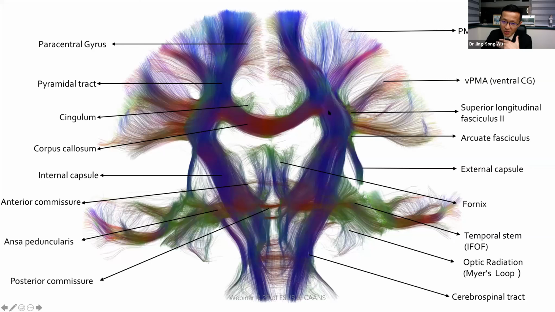This is the first compartment, and the second compartment is very critical for the hand movement, and the third compartment is for the mouth, the tongue, the jaw movement, and also for language production on the dominant side. We can also identify different green fibers indicating the language pathway, the arcuate fasciculus, superior longitudinal fasciculus as well. And we can also identify the cingulum and the fornix, for example, and the temporal stem.